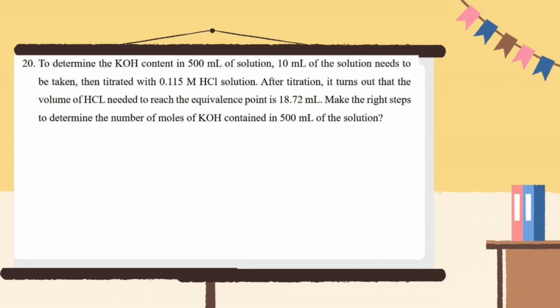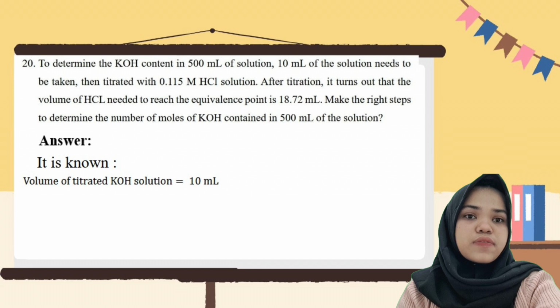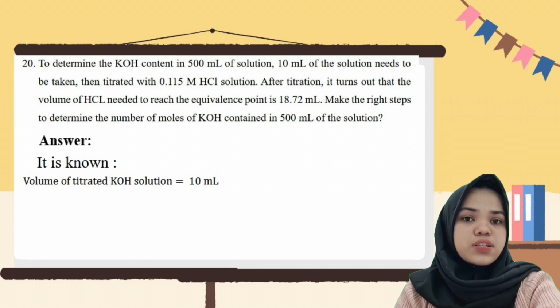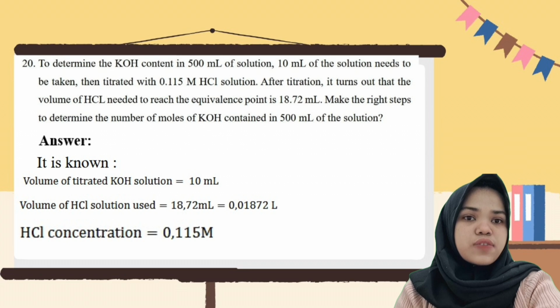Next, in this last question, here is a breakdown of the calculation, with numbers converted into sentences. As per your request, it is known that the volume of KOH solution that was titrated was 10 milliliters. The volume of HCl solution used was 18.72 milliliters, which converts to 0.01872 liters. The concentration of HCl is 0.115 molar. Question: how many moles of KOH reacted?